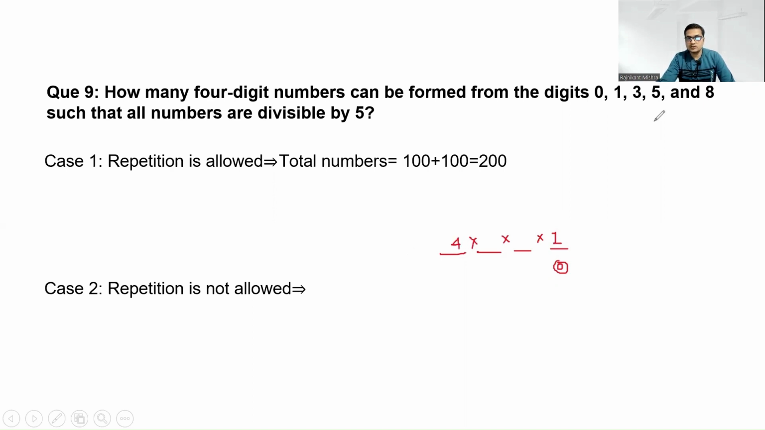For second position, 2 options are removed, so the remaining number of choices is equal to 3. And for third position, 3 options are removed, so the remaining number of choices is equal to 2. 4 into 3 into 2 is equal to 24.